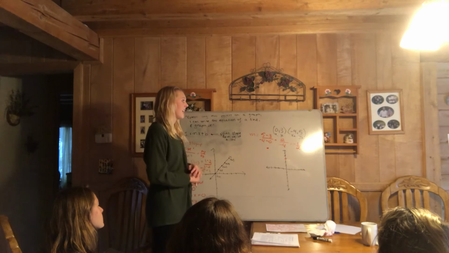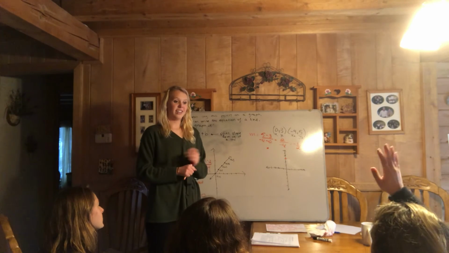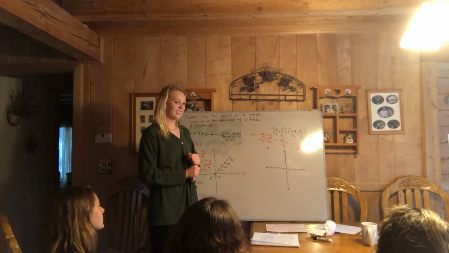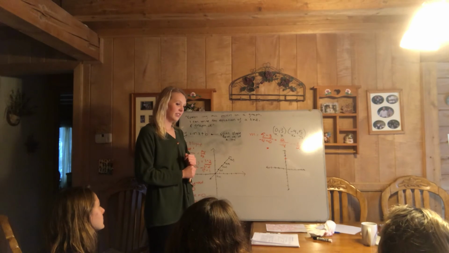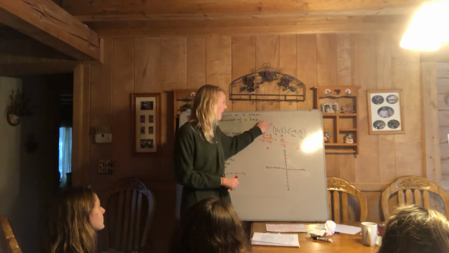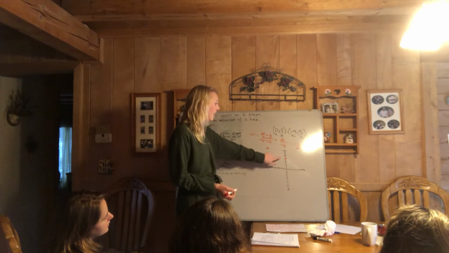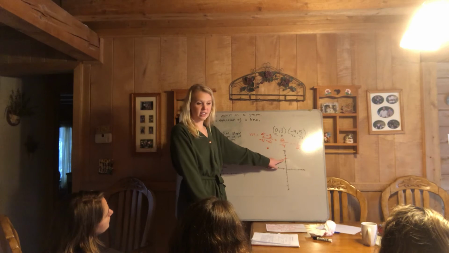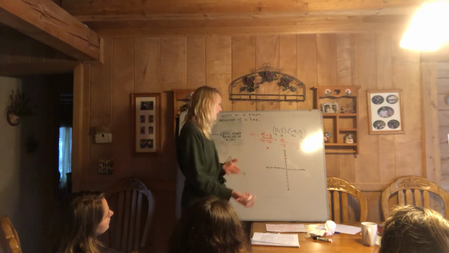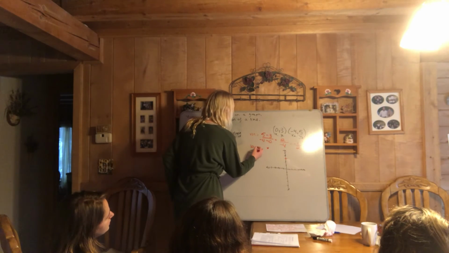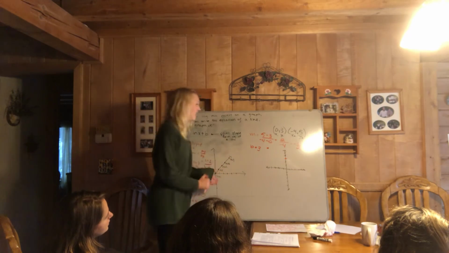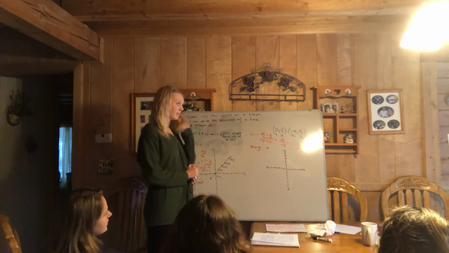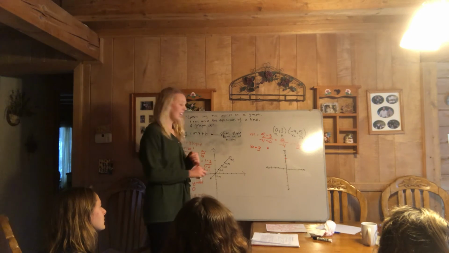So what do you guys think that our b is? Natalie. 3. Exactly. How do you know that? Because the coordinate is (0, 3). Yes. Our coordinate that we have given to us is (0, 3), which I have written down right here, which is where our line is going to cross the y-axis. So that is how we know that our b equals 3. So if we have b equals 3, what do you guys think the equation of this line is? Marissa. Y equals negative 1/2 x plus 3. Exactly.